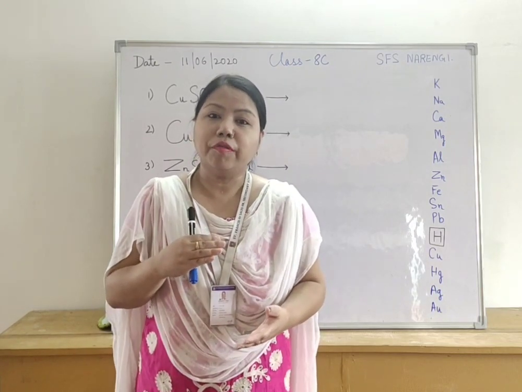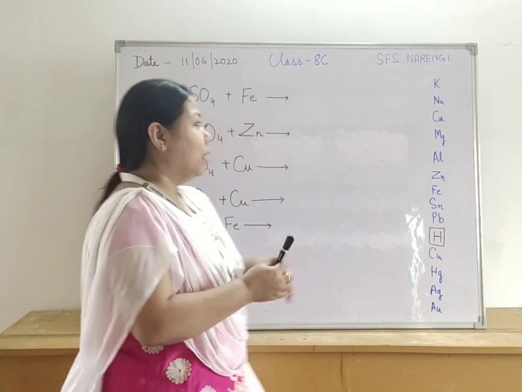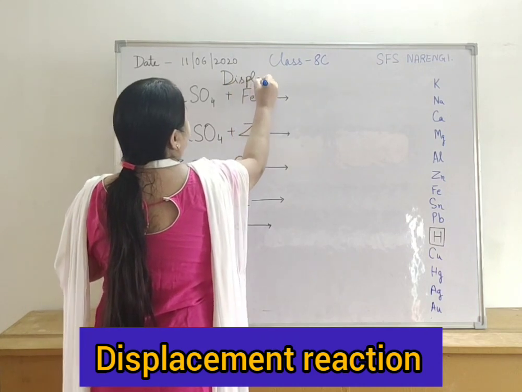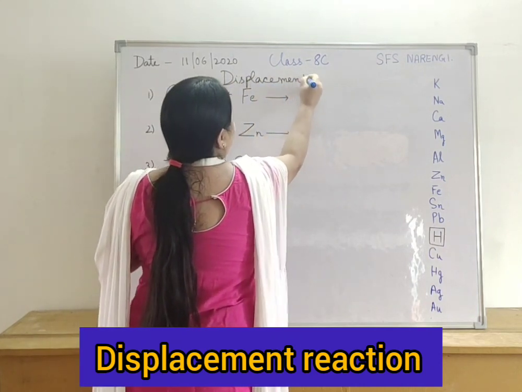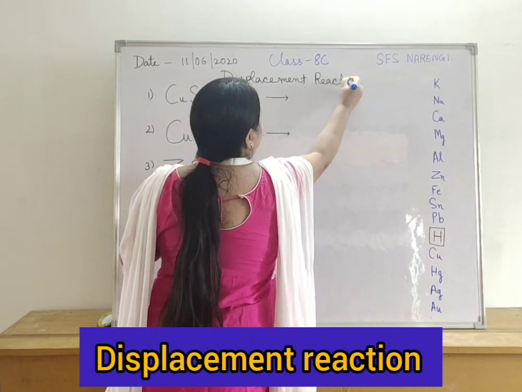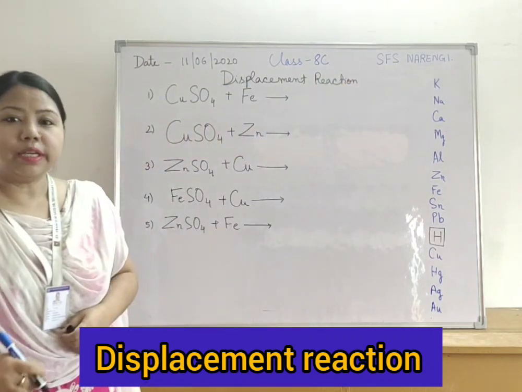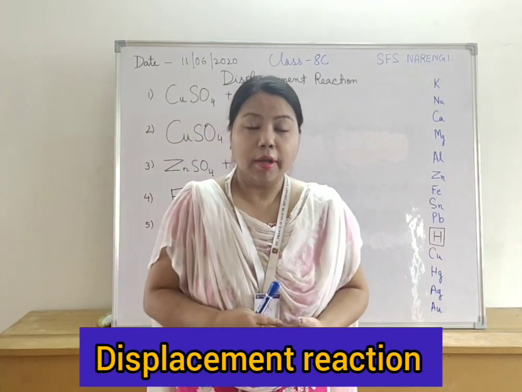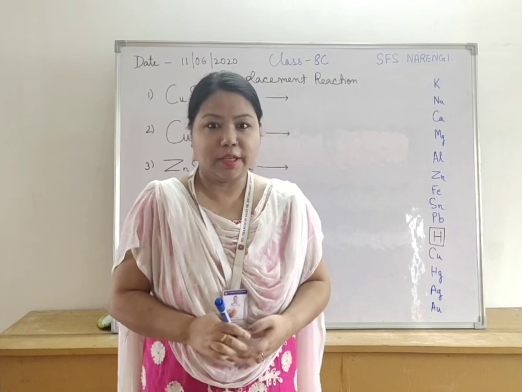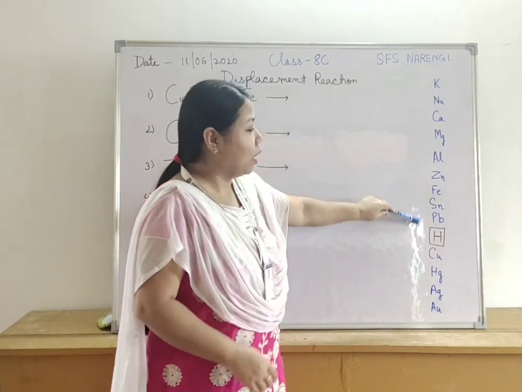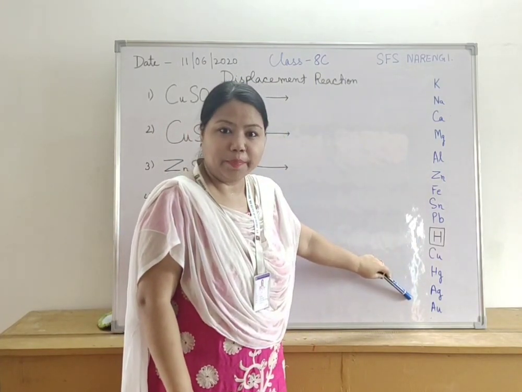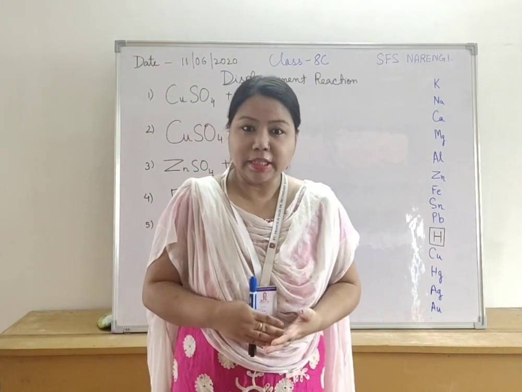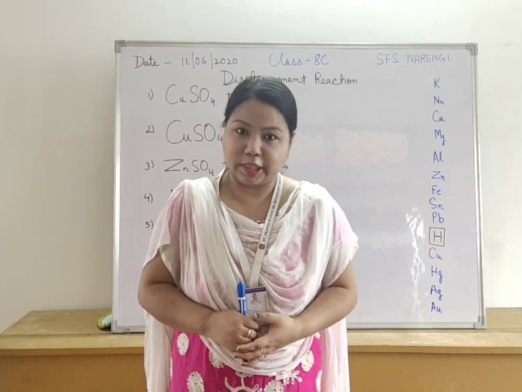This type of reaction is called a displacement reaction. Now you need to recall the reactivity series. Here I have already written down the reactivity series of the metals, and depending on the reactivity of the metals, the displacement reaction takes place.